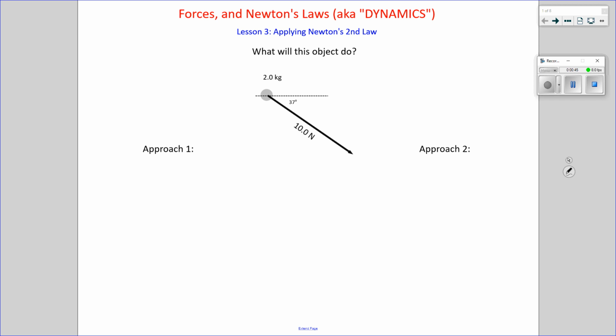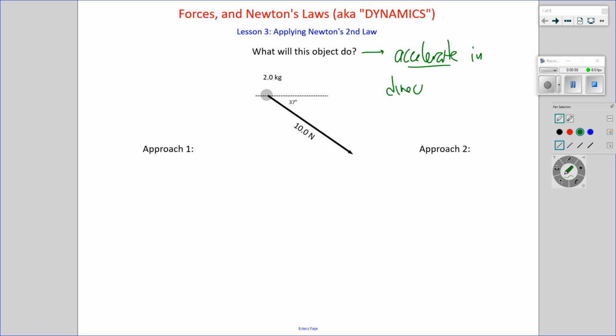So what will this object do? This object has a net force acting on it. So what will this object do? Well, conceptually, the answer is accelerate in the direction of net F. Notice I'm using this word accelerate. That's the only word we can really accurately use here.